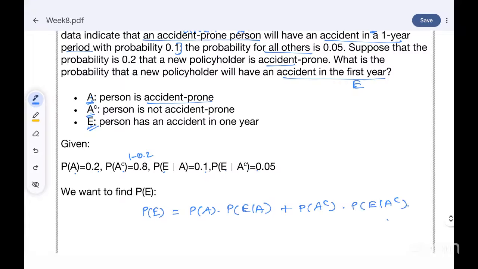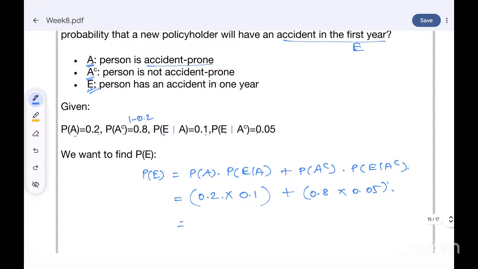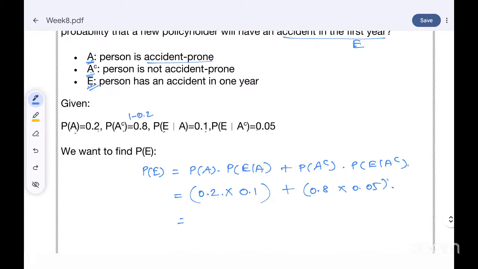Very good. So now do we know all these values? What is P of A? 0.2. What is P of E given A? 0.1. What is P of A complement? 0.8. What is P of E given A complement? 0.05. Yes. Okay. So this is the answer. You can simplify and check. This is the answer for P of E. So in this question, what is given, what is it we need to find, and how to use the formula? Is it all making sense for everyone?